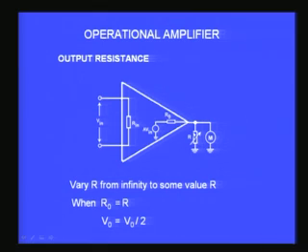So, I keep on varying this till I get half the value of the voltage that I measured previously, and at that time I disconnect, that is very important. I disconnect this resistance and I measure its value using a good multimeter, and that value will be the output resistance of the operational amplifier. So, this is the principle of measurement of output resistance.